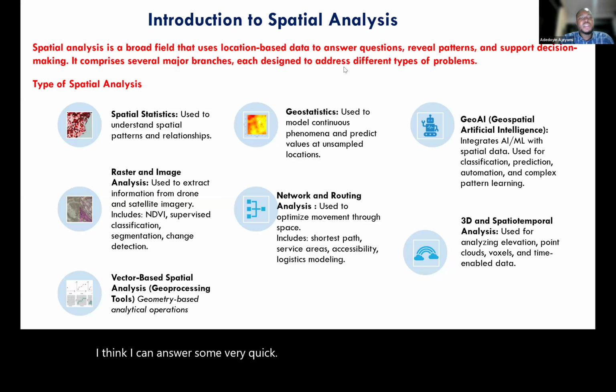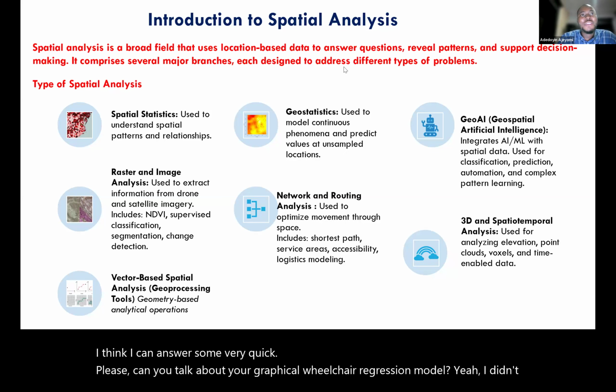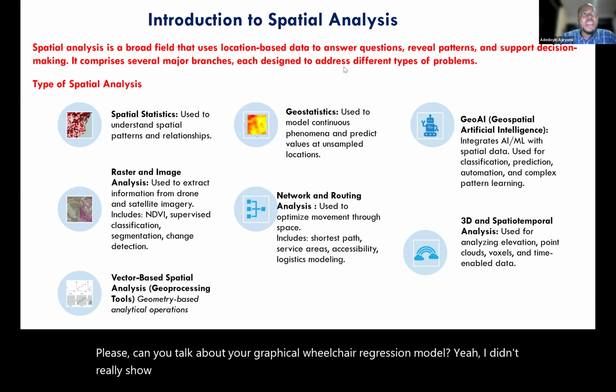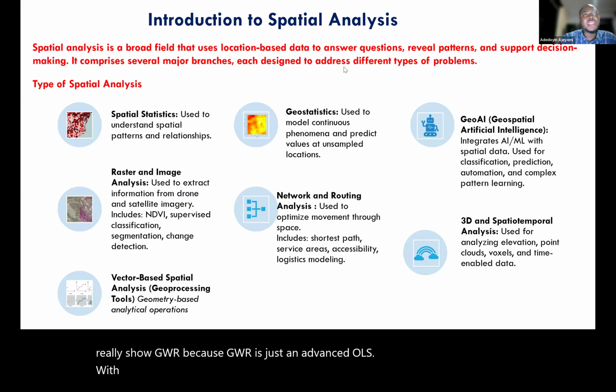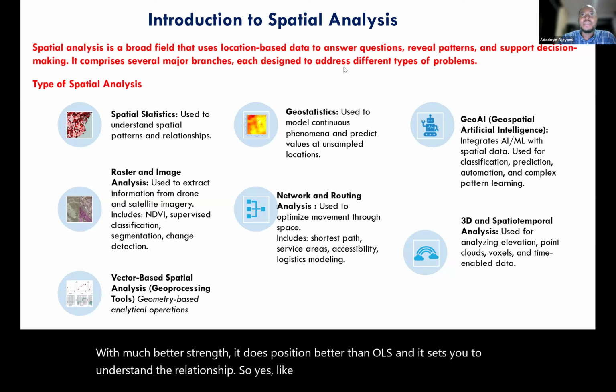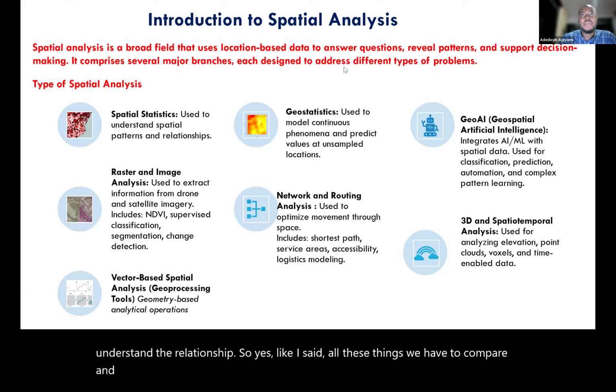Please, can you talk about your geographically weighted regression model? Yeah, I didn't really show GWR because GWR is just an advanced OLS with much better strength. It does prediction better than OLS, and it helps you to understand the relationship. So yes, like I said, all these things, we have to compare and contrast them. There are a lot of things that do similar things, but strength is what you need to look at.